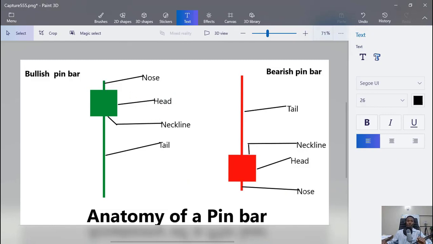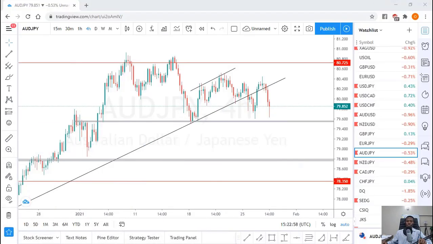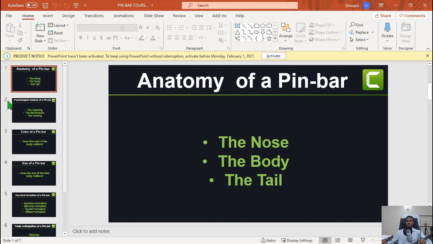I'm glad you now understand the anatomy of the pin bar. Here is the nose, here is the head, here's the tail, and here's the neckline. With that all set, let's move to the next content.